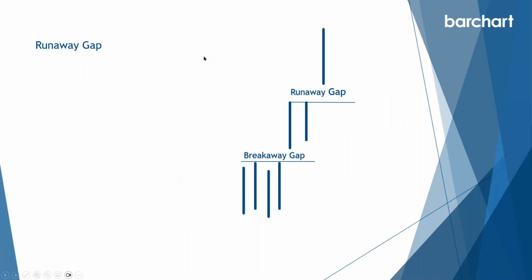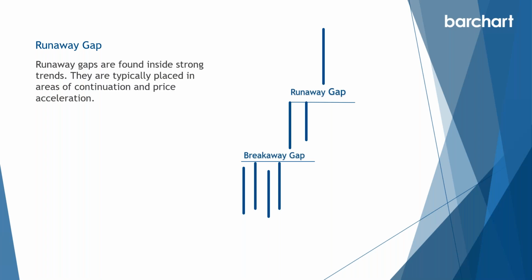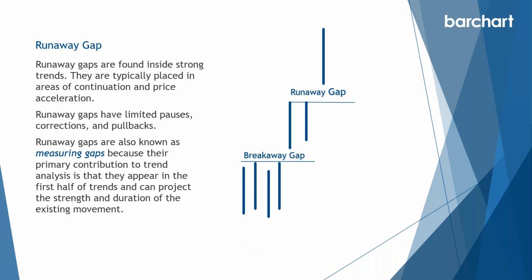All right, so we have something called a runaway gap, which is a continuation gap. Now, these are usually placed in areas of continuation or acceleration. And what you'll discover is there's limited pauses or corrections or pullbacks or drawbacks, however you want to define that. Now, these gaps are less frequent than, let's say, our common gaps or breakaway gaps, but they do have a greater technical significance and are an indication of the probable extent of the move that we could see.